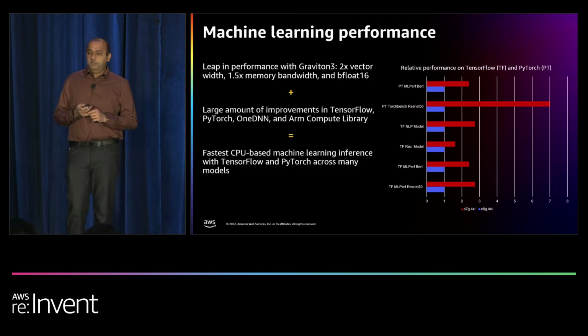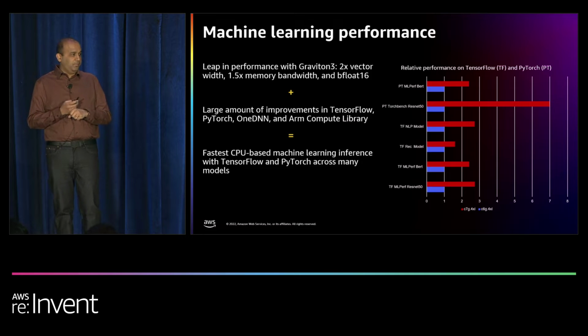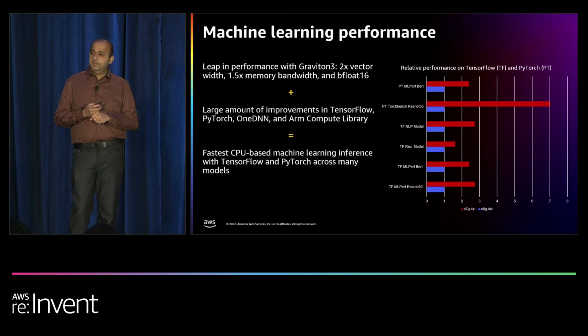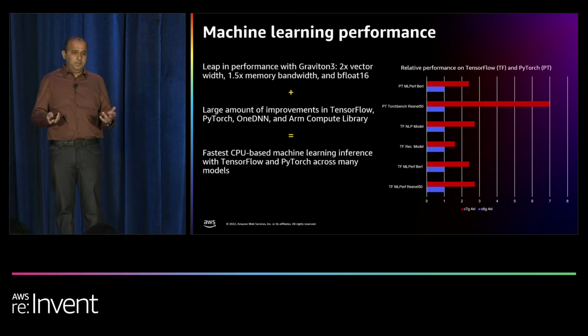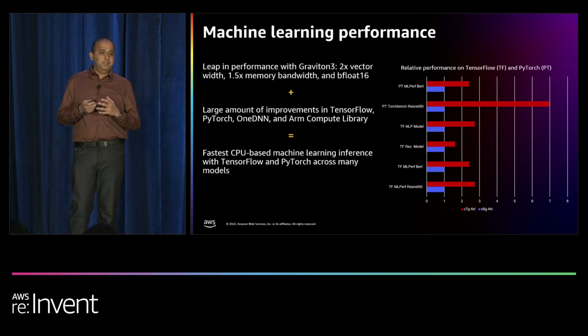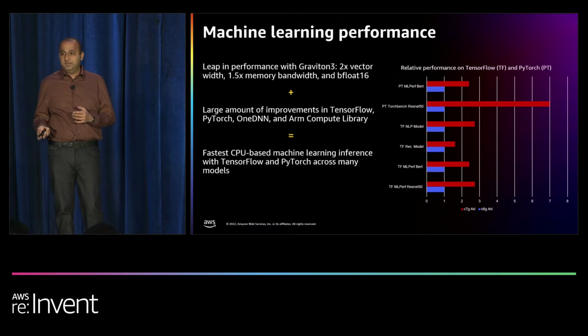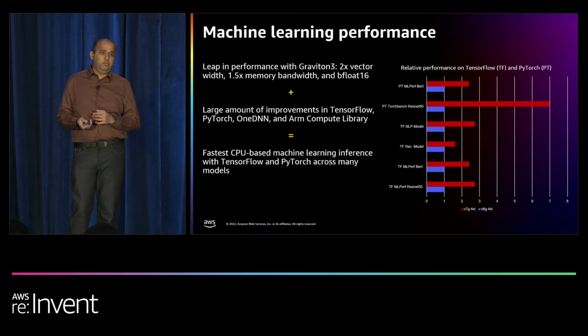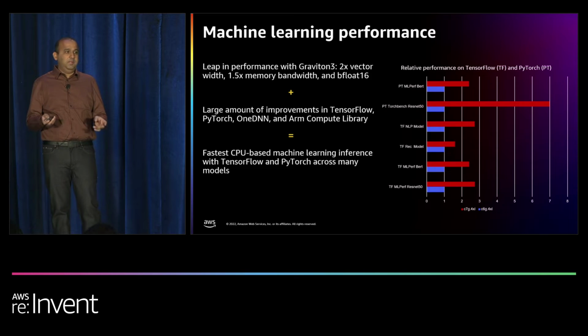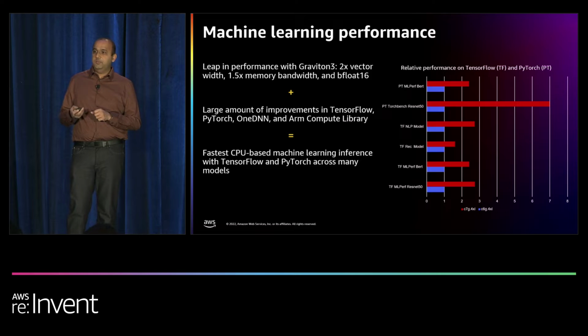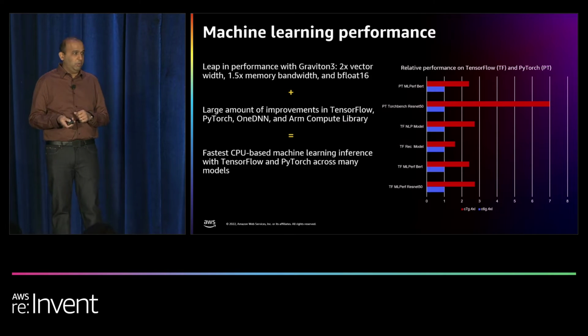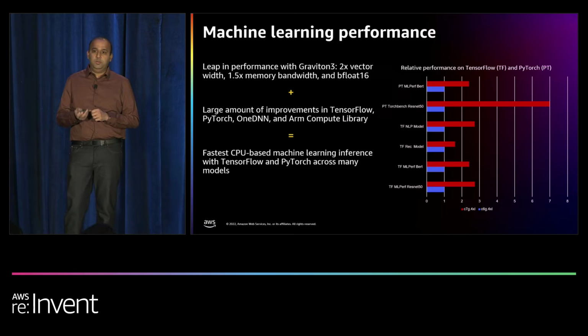Another area here is machine learning performance. Graviton 3 delivers a leap in machine learning performance as well, with 2x the vector width, 1.5x more memory bandwidth, and support for bfloat16. Here, AWS teams and many external teams have collaborated well together to drive a large amount of improvements in TensorFlow, in PyTorch, in oneDNN, as well as the Arm Compute Library. All of that has resulted in massive gains for CPU-based machine learning inference across many PyTorch and TensorFlow models, which is depicted on the chart that you see on the right.